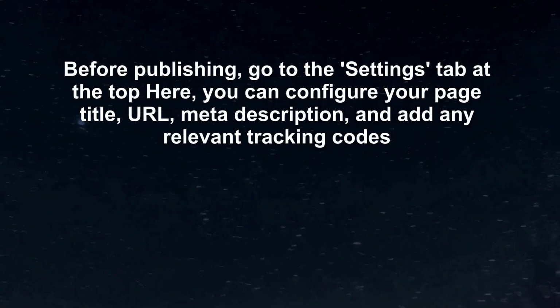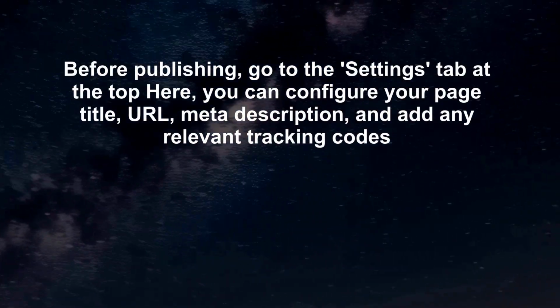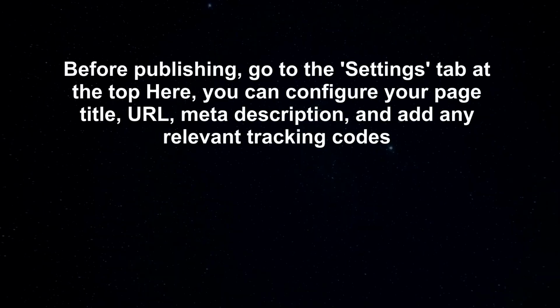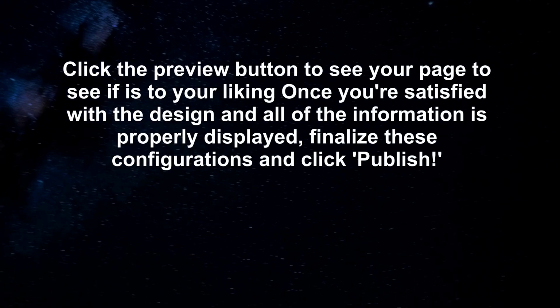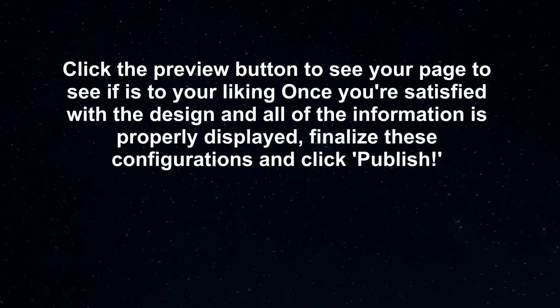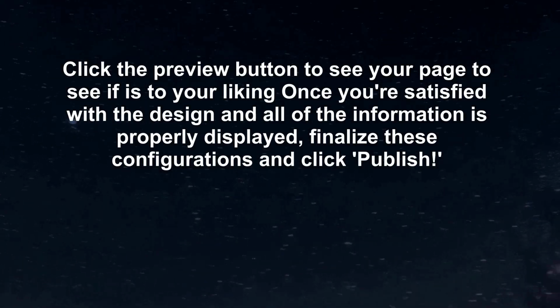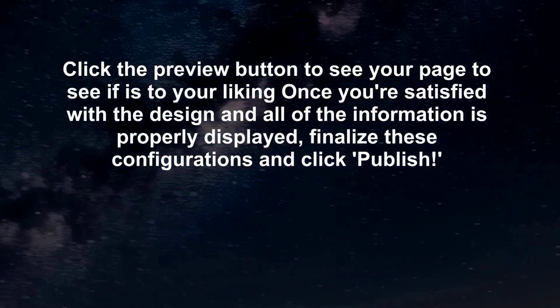Before publishing, go to the Settings tab at the top. Here, you can configure your page title, URL, meta description, and add any relevant tracking codes. Click the preview button to see your page to see if it's to your liking. Once you're satisfied with the design and all of the information is properly displayed, finalize these configurations and click Publish.